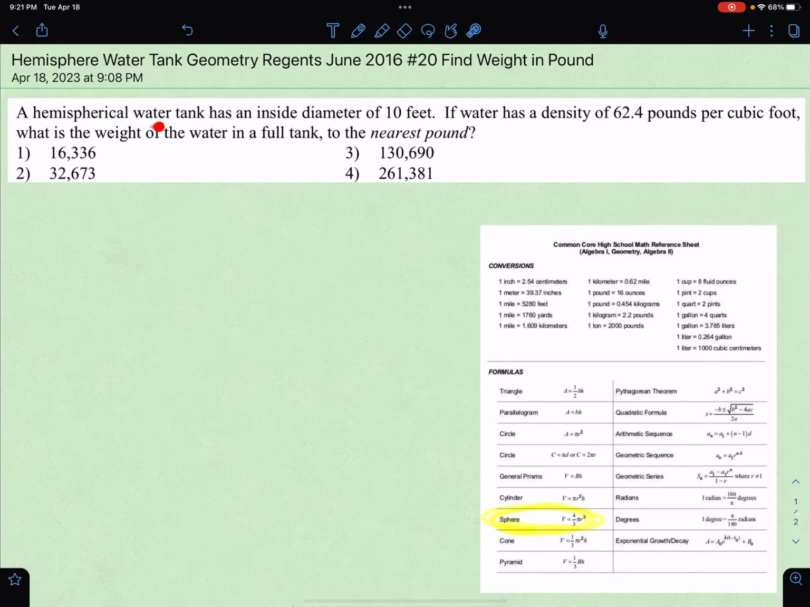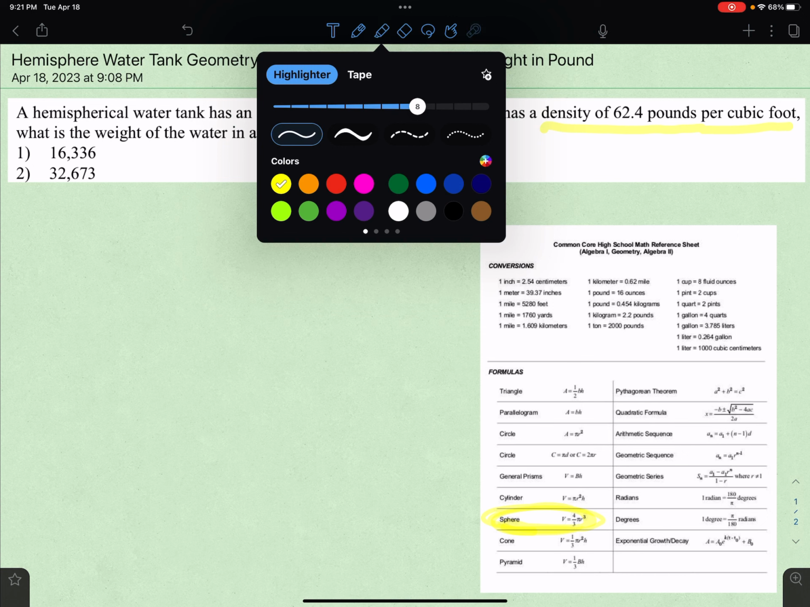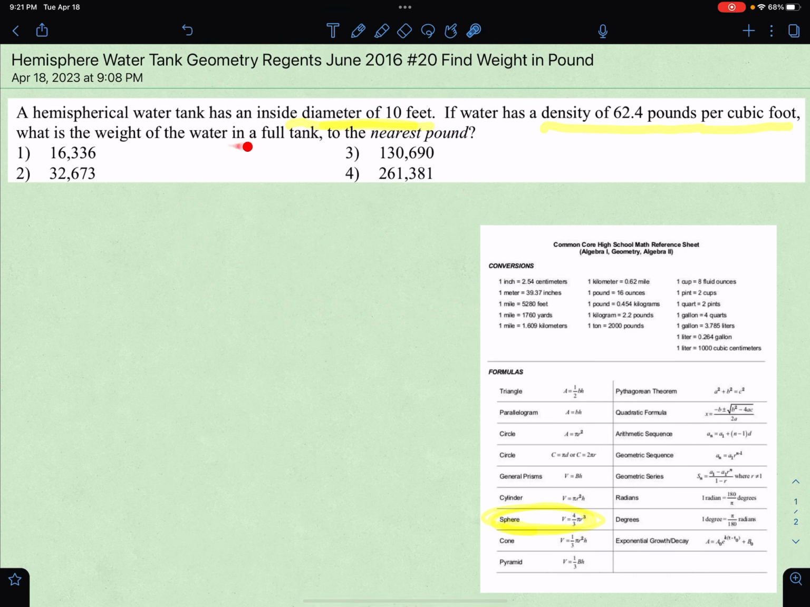A hemispherical water tank has an inside diameter of 10 feet. If the water has a density of 62.4 pounds per cubic foot, what is the weight of the water in the full tank? To the nearest pound.